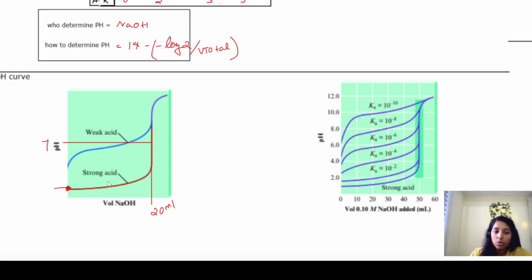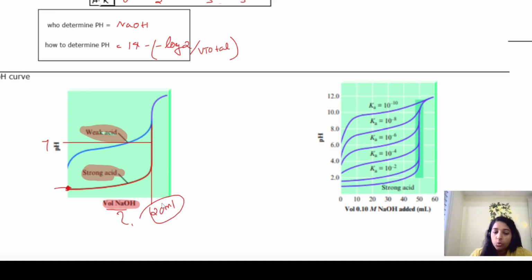If a strong acid is replaced with a weak acid, or a weak acid is replaced by a strong acid, is there any change in the equivalent point, like any change in the volume of NaOH used for getting the endpoint? What is the question? See, no, correct? It's the same for both of them.